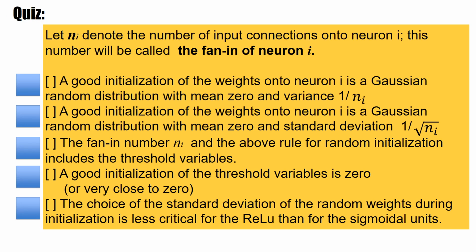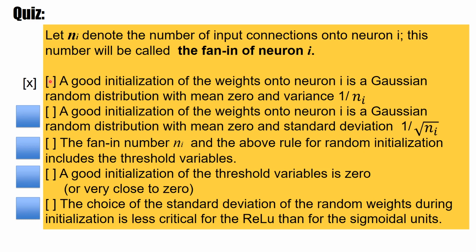Okay, let's finish with a little quiz. You may want to pause the video for a moment to look at the slides before you make your commitment. Before we start here, a little introduction of this number Ni. Ni denotes the number of input connections onto neuron i, and this number is also called the fan-in of neuron i. And now we start with the first claim. A good initialization of the weights onto neuron i is a Gaussian random distribution with mean 0 and variance 1 over Ni. If you agree, raise your hand now.